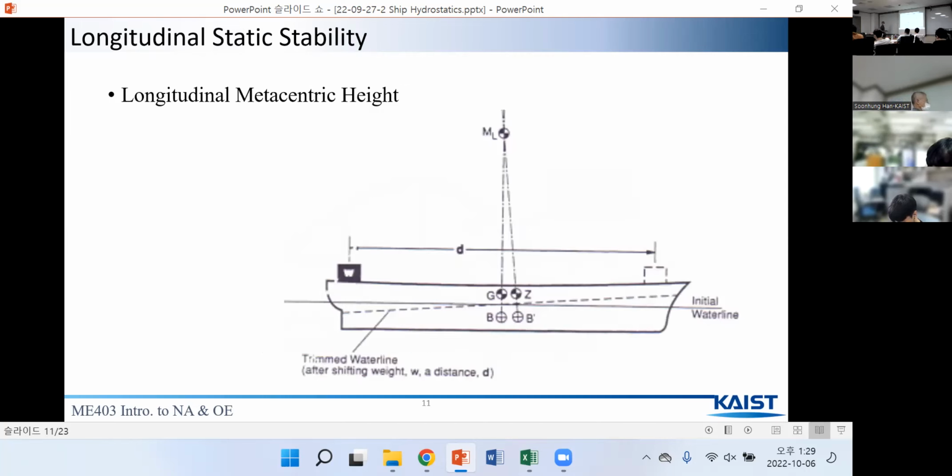Longitudinal static stability is this way, not side to side, but up, front and back. We call this trimming. Usually a ship does not capsize in this way. Cars sometimes capsize in this way. Since a ship is long, it is not important for the ship case, except for very small ships, small boats.